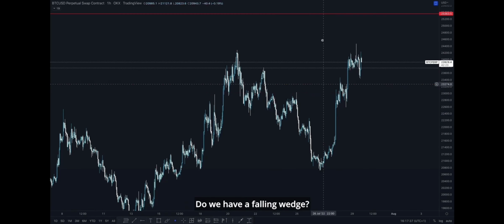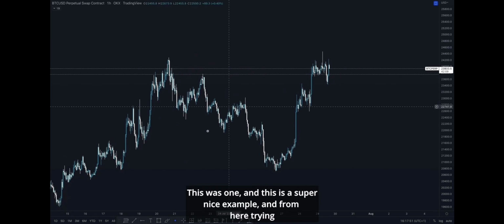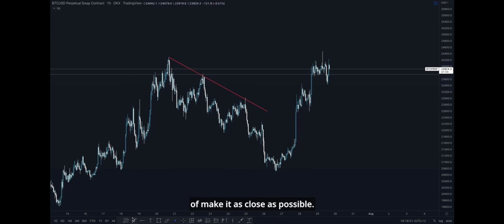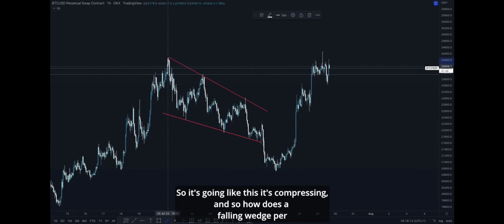Do we have a falling wedge? This was one, and this is a super nice example. From here, trying to make it as close as possible. You've got your lows here, so kind of like this. So you can see it's pretty clearly a wedge. Yeah, so it's going like this, it's compressing. And so, how does a falling wedge, per the gurus, tell you it's going to go? Falling wedge. Oh, put your stop down there and target some random level above.